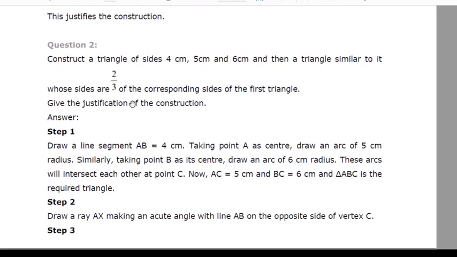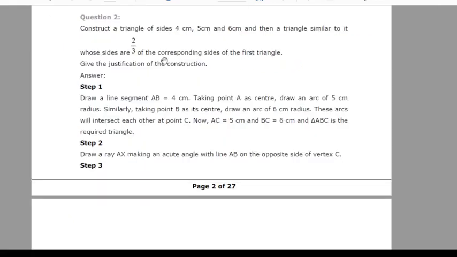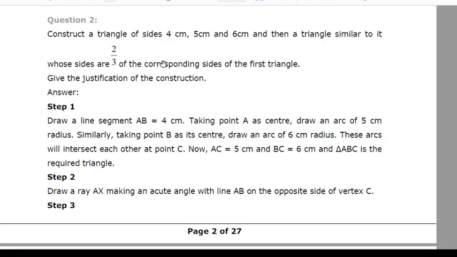Now question number 2. Construct a triangle of sides 4 cm, 5 cm, 6 cm, then a triangle similar to it whose sides are 2/3 of the corresponding sides. One thing you notice here: fraction and ratio are very different. In a ratio you have to add both parts. But when a fraction is given, you don't add. The denominator represents your original value. This 3 means your original value.